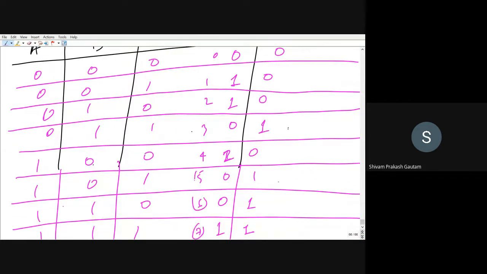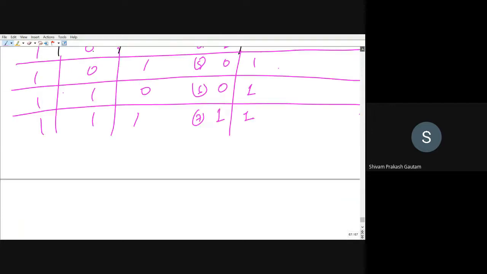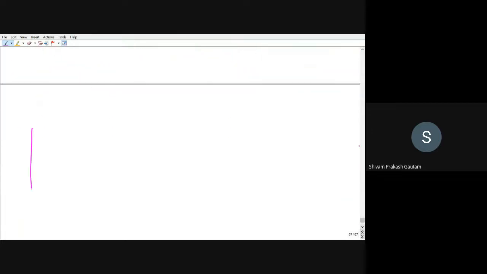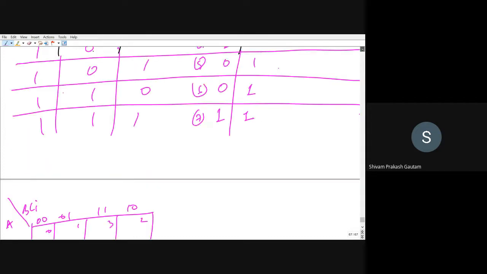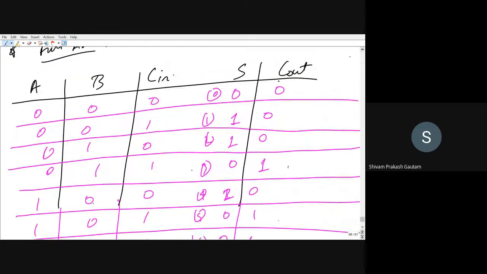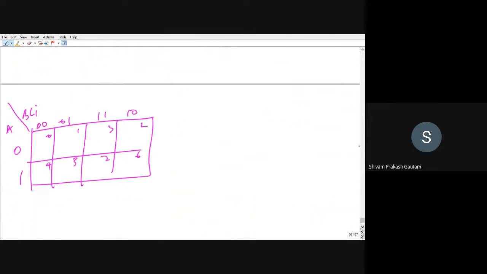Why am I writing this? Because we have to fill the K map as well, to get the reduced expression, right? Now I will be using K map for obtaining the sum as well as carry expression. This is A, B, C in. This will be 0 0, 0 1, 1 1, 1 0, and 0 and 1. This will be 0th place, first place, second place, third place, 4th, 5th, 6th, 7th. So just tell me in sum where the ones are. 1, 2, 4 and 7.